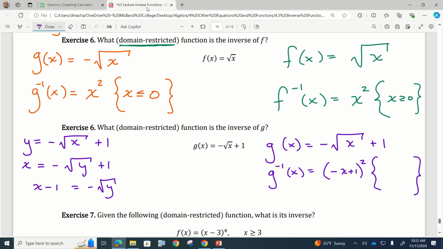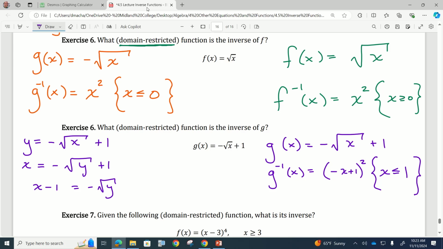I'll give you a hint. The domain of the inverse is the range of the original function. What's the range of the original purple g function? Yeah. Everything on the number line between negative infinity and positive 1. Because I've got the plus 1 on the end, but everything else has to be negative that I add to it. So the range of my original function, which is the domain of my inverse function, is x less than or equal to 1.